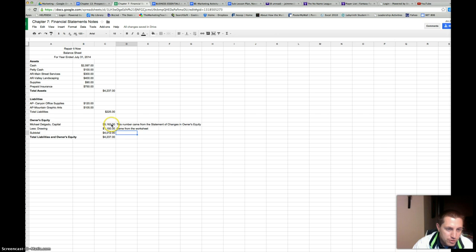And then this subtotal is just this Michael Delgado Capital less, or subtracting from, or minus this drawing, and you get $4,112. All right. This final total liabilities plus owner's equity, you add your total liabilities plus this subtotal right here. So I guess I could write that out on the outside. Total liabilities plus subtotal. All right. And there you have it.